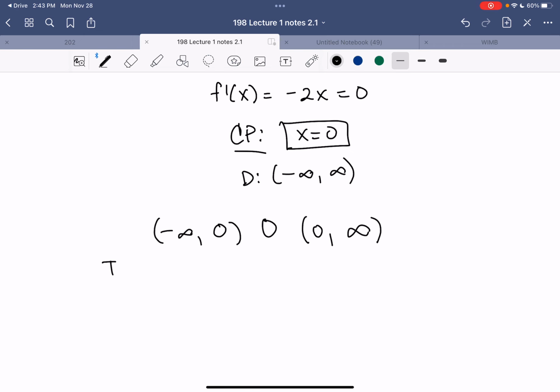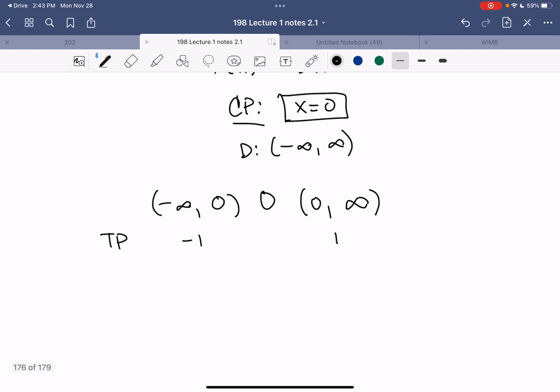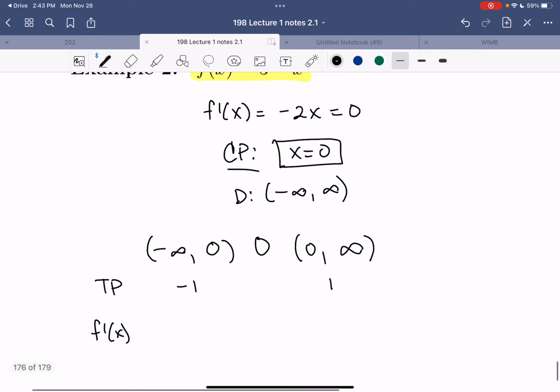Then I need to choose test points. So I need some number that's in those intervals. I try to pick as easy as I can. So I pick 0 when I can. I pick 1s and -1s when I can. So I'm going to choose -1 here and +1 over here. And then you're going to test those test points in the first derivative, so in f prime of x. So my first derivative is this one right here. Well, not with the 0. This part. So the first derivative is -2x.